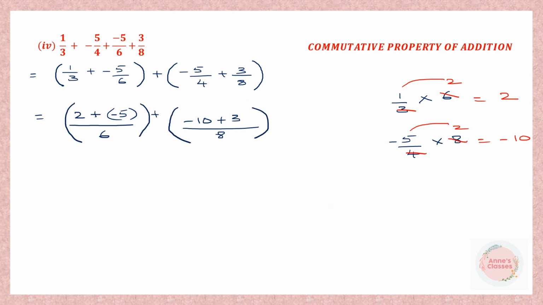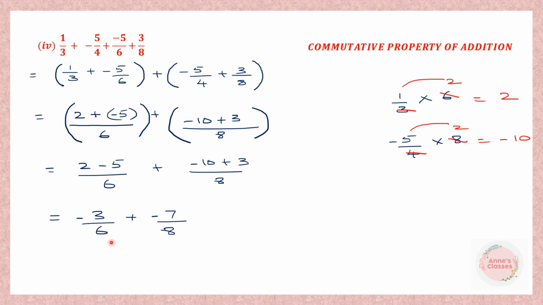So let's simplify that. So this will be 2 minus 5 by 6 plus minus 10 plus 3 by 8. So 2 minus 5, put the sign of the bigger number and subtract. 5 minus 2 is 3. 3 by 6 plus minus 10 plus 3. Put the sign of the bigger number and subtract. 10 minus 3 is 7. Minus 7 by 8. Again, look at this 3 by 6.